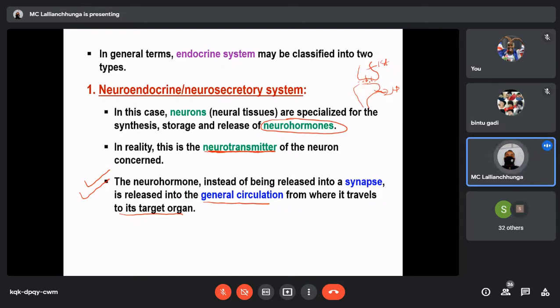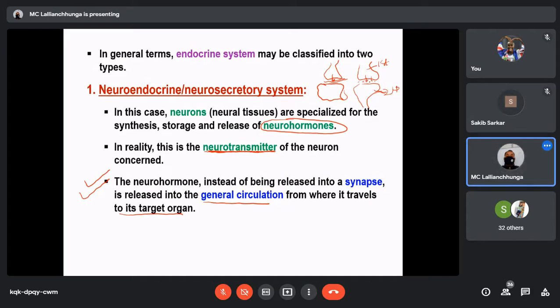But regarding neurohormones, let's say this is a neuron, and here another cell is there, the target cell. Suppose these neurohormones are released. You have to remember that they are released into the circulation, that means into the blood vessels, instead of being released in the synapse. So they are carried to the target tissue. That is why these substances are known as neurohormones, not neurotransmitters.